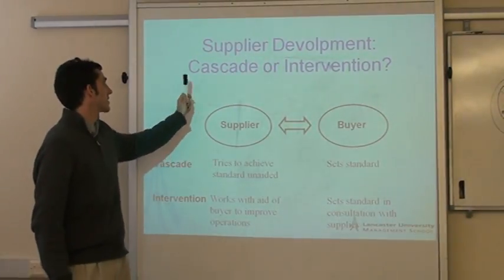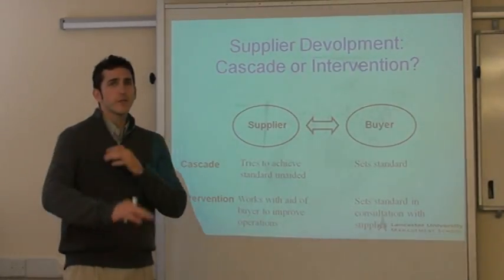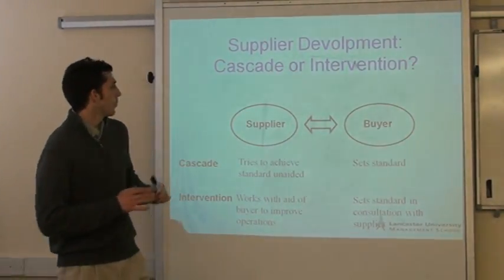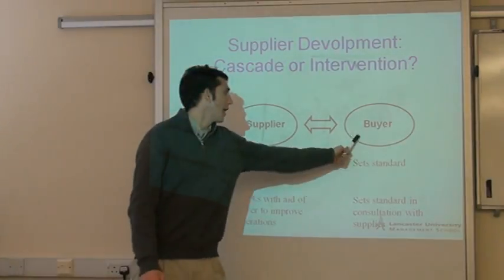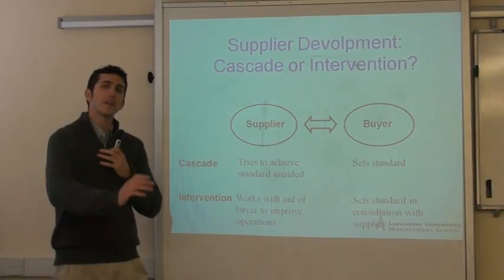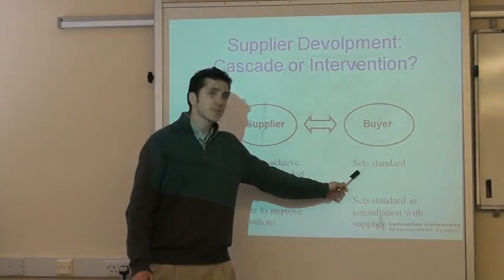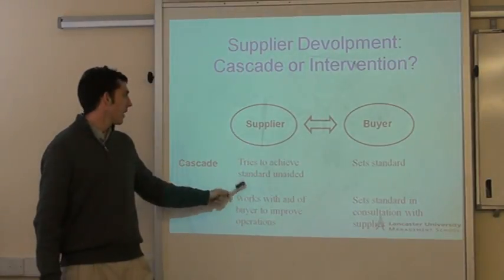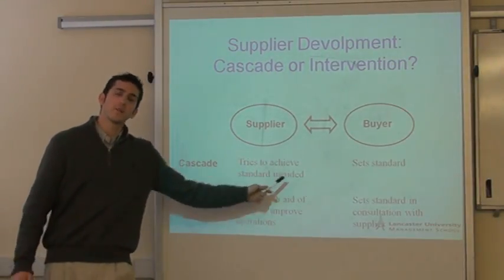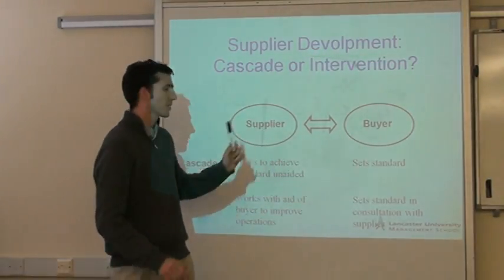And now we'll talk about supplier development, cascade or intervention. And we've gone over this idea many times in the lecture. What this basically refers to is you have the buyer on one side, the supplier on the other. So in cascade, this is more like an adversarial relationship. The buyer sets the standard, and the supplier tries to achieve that standard unaided. So there's not any collaboration between the two. The buyer is not helping the supplier.